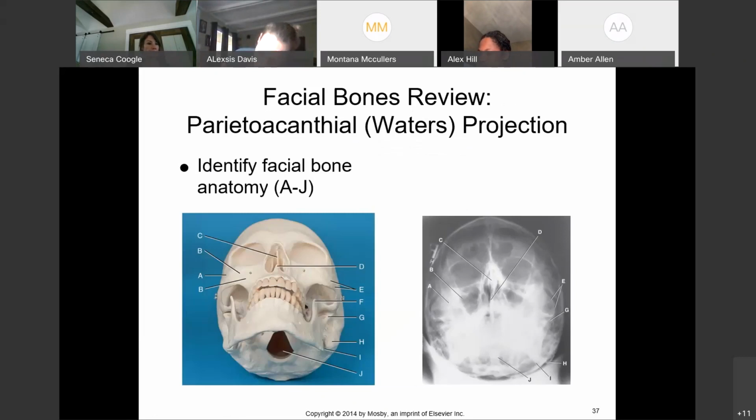All right, so just a little bit of review of the facial bones with the parieto-acanthial Waters projection. A is the zygomatic prominence, your cheekbone there. B is the body of the maxilla. And please take note of how it looks on x-ray. So don't just look at the skull, also look at the x-ray image and what you're supposed to see. C is that nasal septum. You can see they're right in the middle. D is the anterior nasal spine.